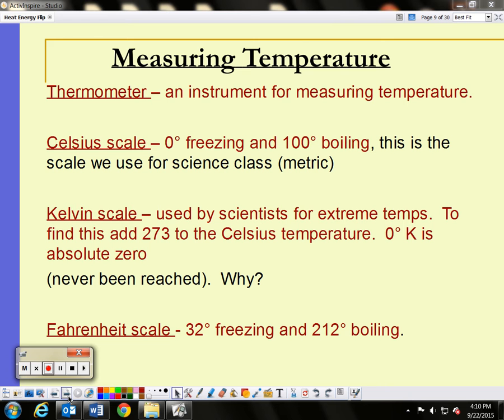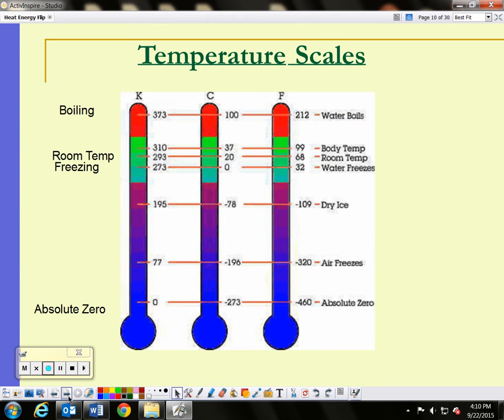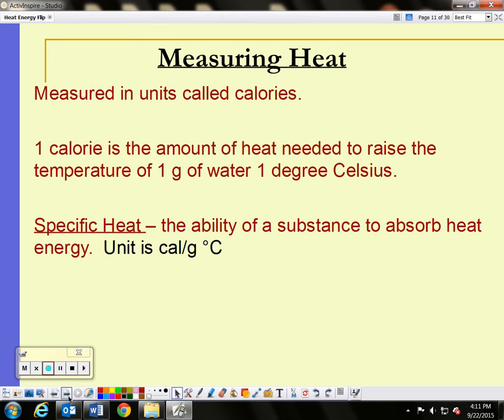It's way, way colder than freezing. An ice cube in your freezer is not absolute zero. And I'll show you examples of this in class. Here are your temperature scales, skipping by it.